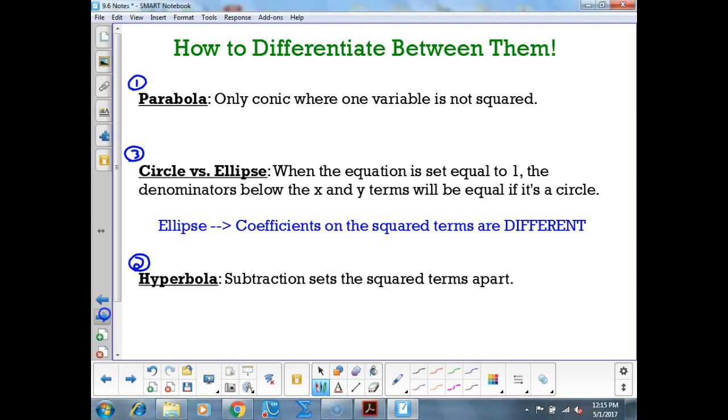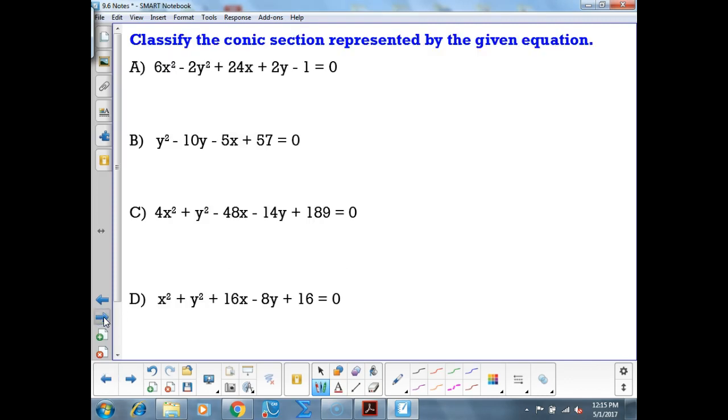Can you write out an example for that middle one? The next four slides are, yep. So yes, we will. But I want you guys to get this written down first. Classify the conic section represented by the given equation.